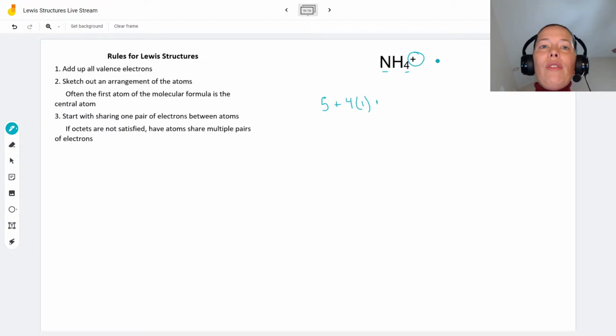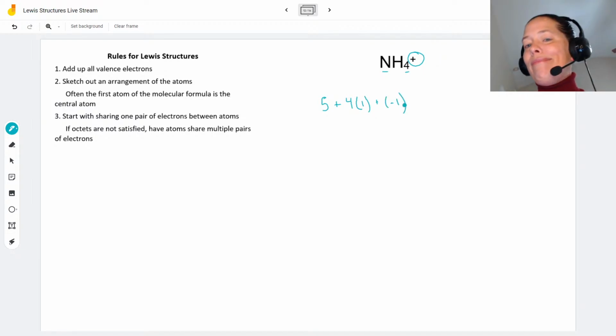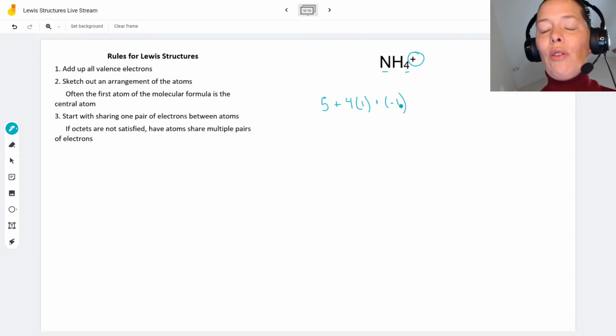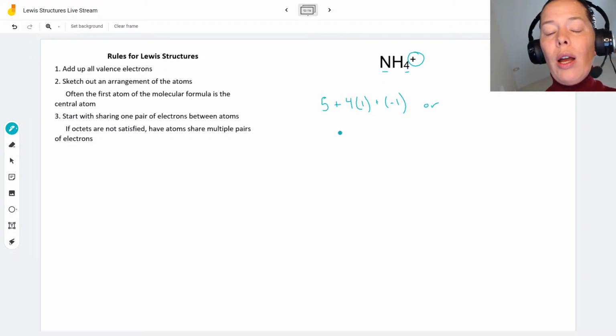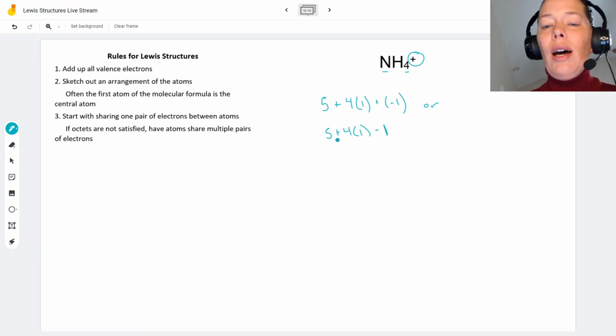So when you have a positive charge, it means you have lost a valence electron. So in this case, I'm going to add a -1. You could also just subtract 1. This kind of depends on how you think about it, what makes the most sense to you. So you can either write it like this, or you can say 5 plus 4 times 1, just minus 1. They're both going to give you the same answer. So we have 9, so we're going to have a total of 8 valence electrons.